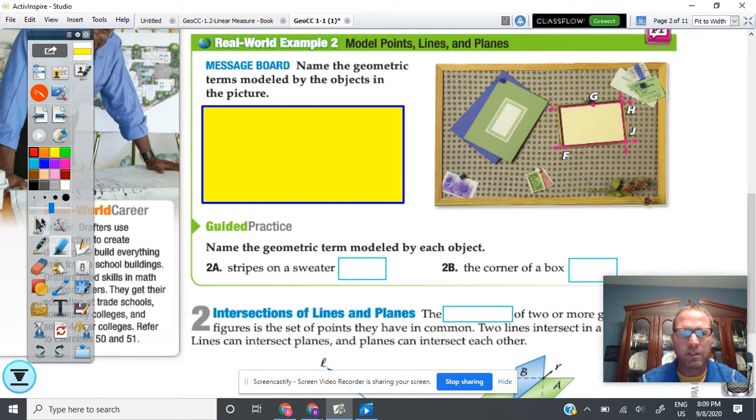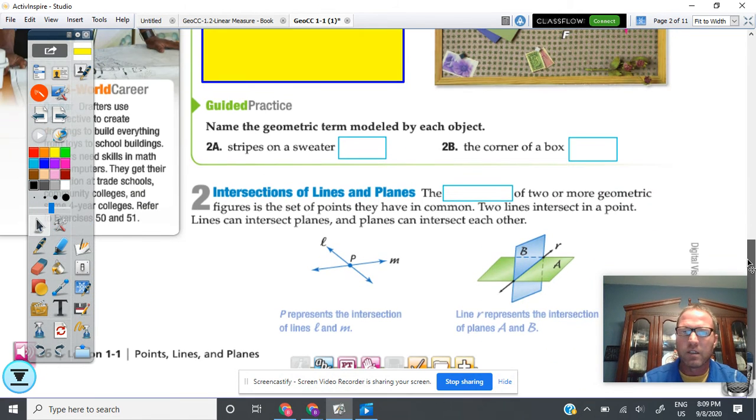I'm going to continue on here for one more second to finish out this page. Okay, the intersection of 2 or more geometric figures is the set of points they have in common. Well, when we think about it, it's where they cross. 2 lines intersect in a point. That is if they intersect. They could not intersect. We'll go over that later.